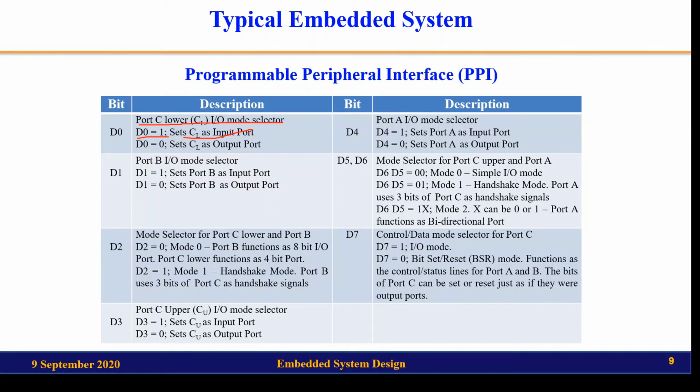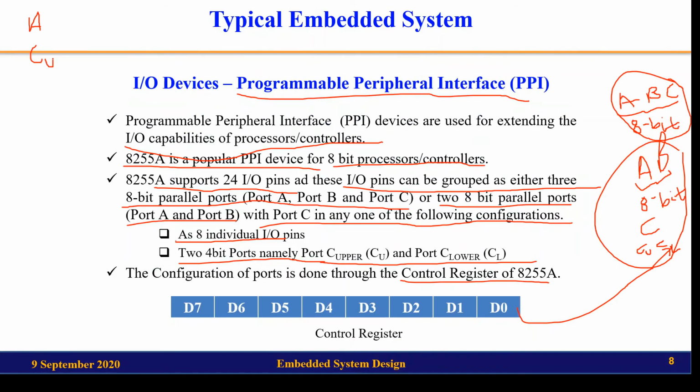In the second configuration, we will be having A and C upper as one group. That is, port A is an 8-bit parallel port, and CU is a 4-bit I/O port. The other group is B and CL. We discussed D0 with respect to CL, and D1 with respect to port B. And D2 is for selecting the mode of port B and port C lower.